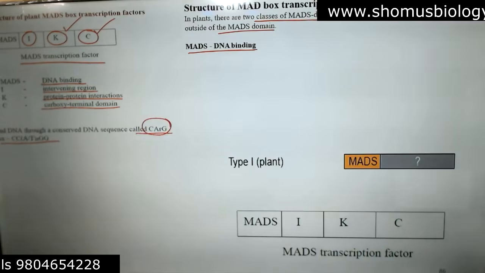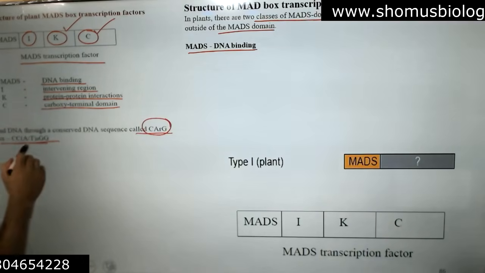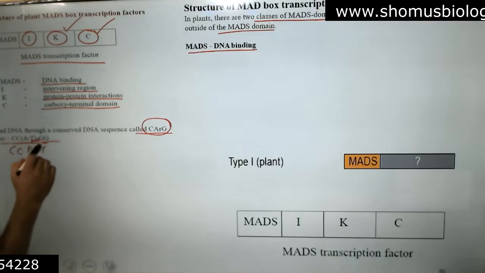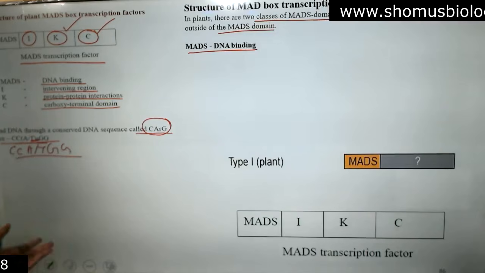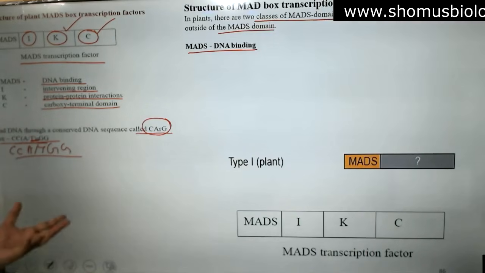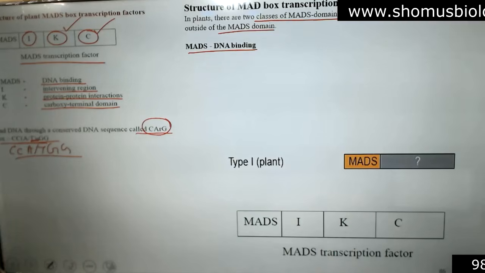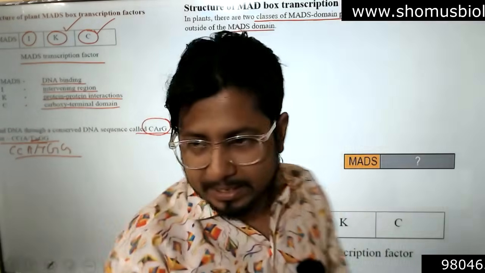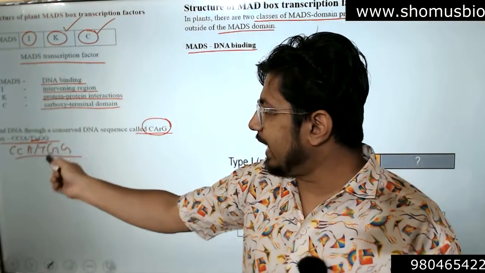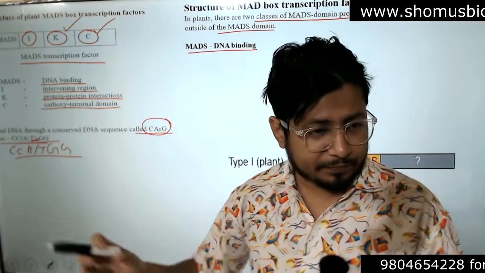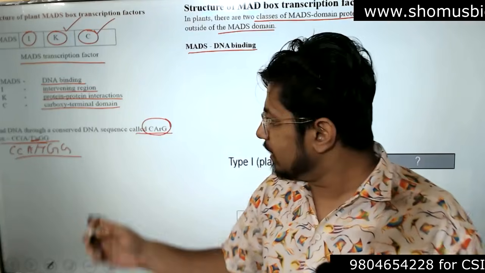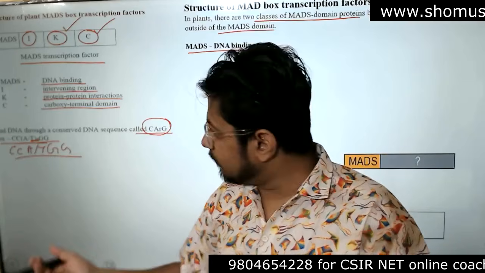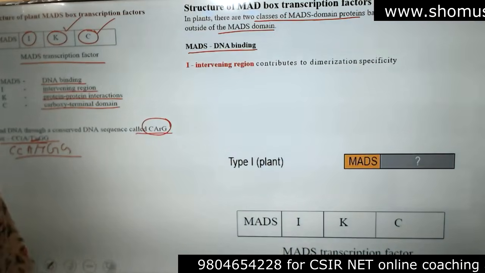the CArG box, CC(A/T)6GG. This is the conserved sequence that is present there, okay? So they bind this conserved region of the DNA. They are predetermined for their functions, because if you look at this CC, then A/T six times, and then GG, it's lengthy, around 10 nucleotides, and that is a fixed sequence where they bind. So they bind these sequences in a targeted way and elicit a response for specific gene transcription.